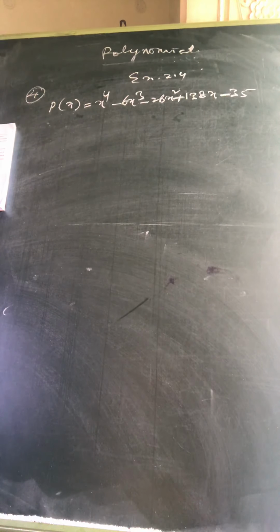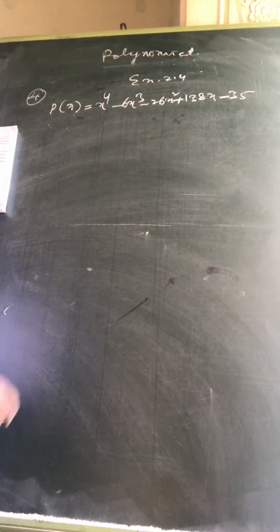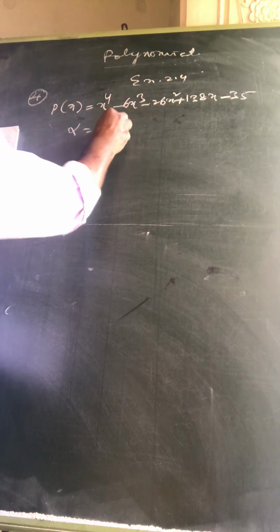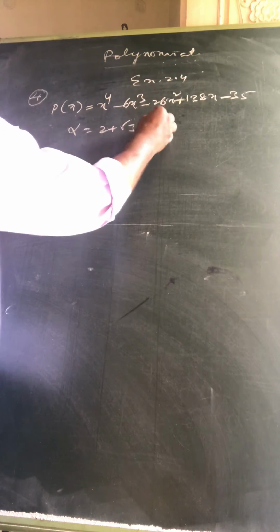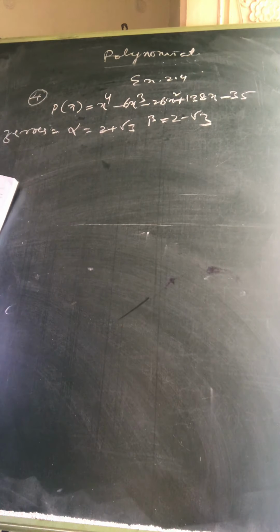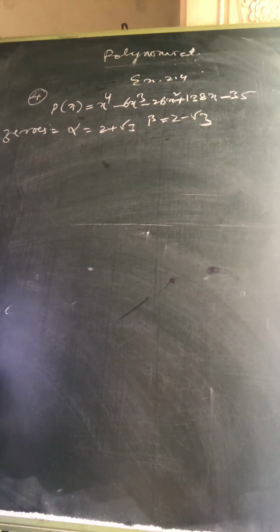So it will have 4 zeros, but only 2 zeros are given. We already discussed this concept yesterday. Two of these zeros are alpha equal to 2 plus root 3 and beta equal to 2 minus root 3. In the question, it is given as 2 plus or minus root 3, which means 2 plus root 3 and 2 minus root 3.